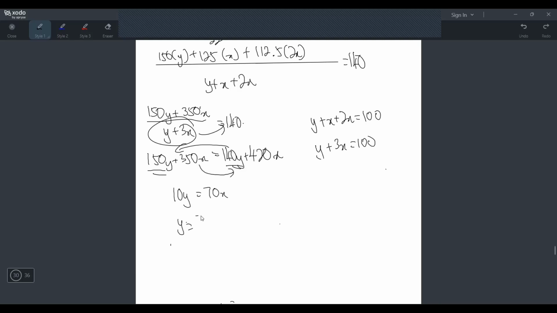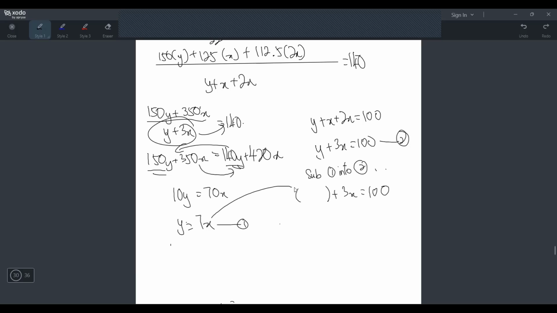So y equals, divide by 10, divide by 10. Okay, it means this is your first equation. And then the second equation is you take the total weightage equals 100 because it's percentage, right? So y plus 3x equals 100, this one is equation 2. And then you just sub 1 into 2. Actually, you can sub 2 into 1 also. You want to find y here and then substitute in here, can also, right? Up to you. Okay, so y plus 3x equals 100.